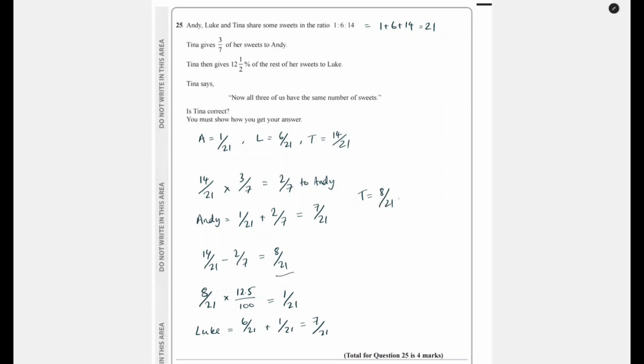She gave 1/21 to Luke, and so she also has 7/21. So all three of Andy, Luke, and Tina end up with 7/21 of the sweets. So yes, Tina is correct.